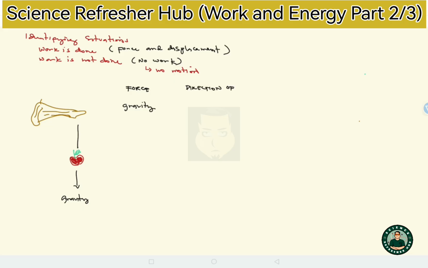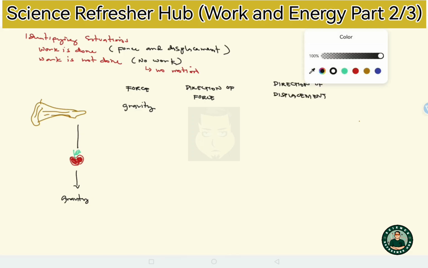And let's try to look at the direction of the force, and then we have the direction of displacement. It's true that there is displacement in this case because before falling, the apple is in this position. It's going to be our initial displacement. And now the apple is in this particular displacement. That's going to be the final displacement. So there's a change in displacement.